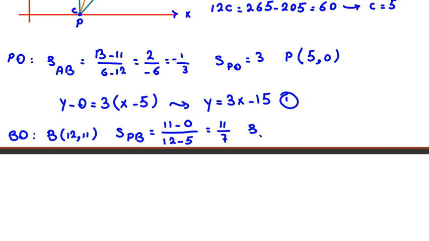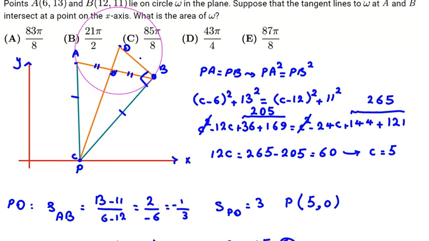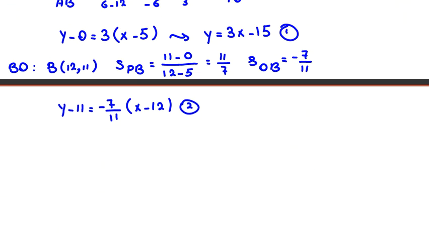Now the slope of OB, which is perpendicular, is negative 7 over 11. Then the product will be negative 1. And the equation of BO will be y minus 11 equal to negative 7 over 11 times x minus 12. Okay, it is the second equation.